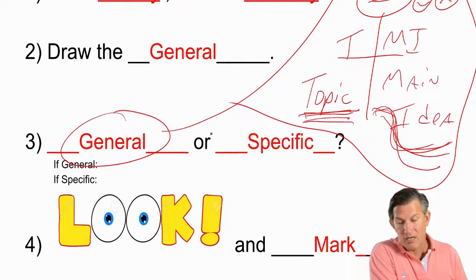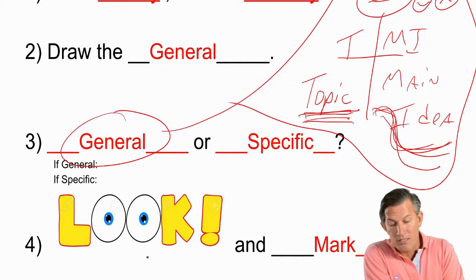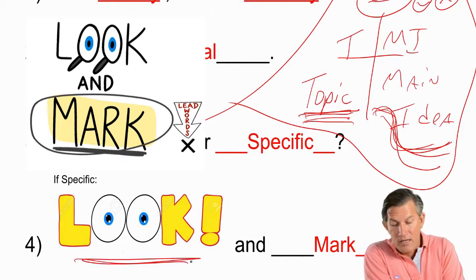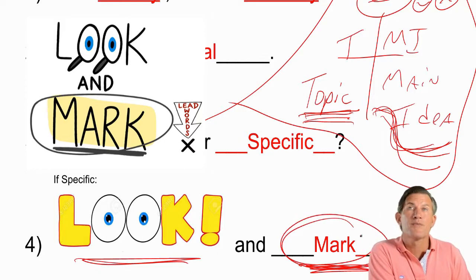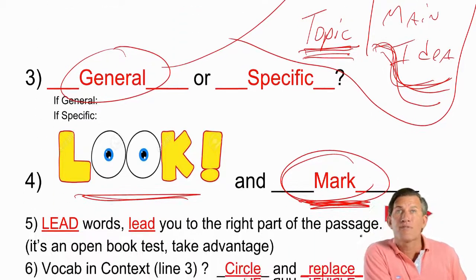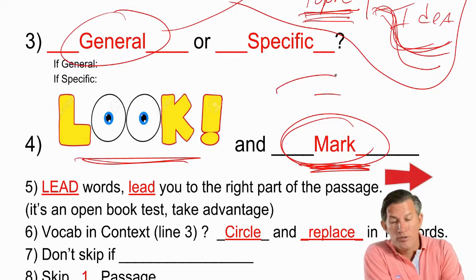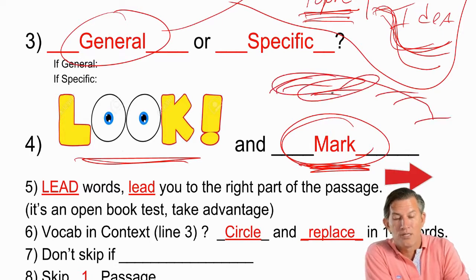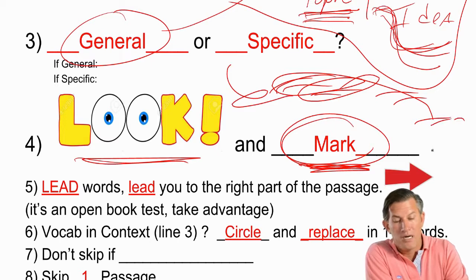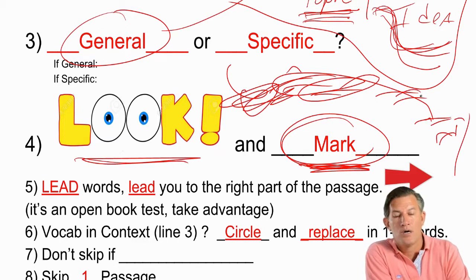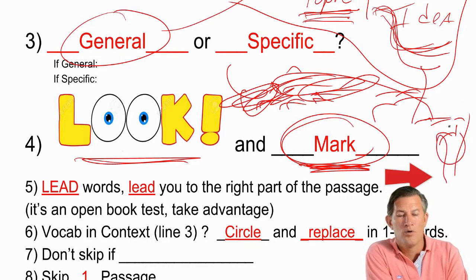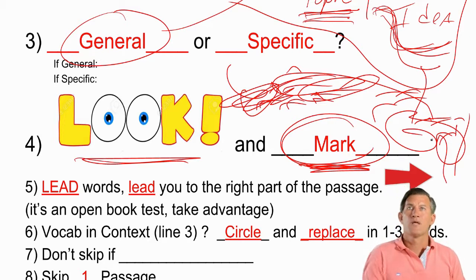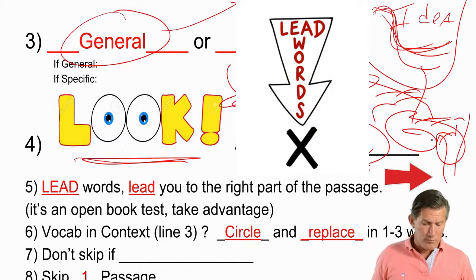If it's specific, you need to look in the passage and mark it. You need to find it, and then you can mark it by underlining or circling. Okay? If it's specific, then you have to look in the passage. Are you allowed to write on the test? Yes. Do I want you to write on the test? Yes. Are you going to write on the test? Maybe. Hopefully. Okay? Lead words lead you to the passage.